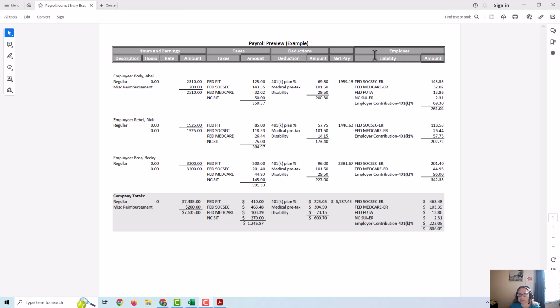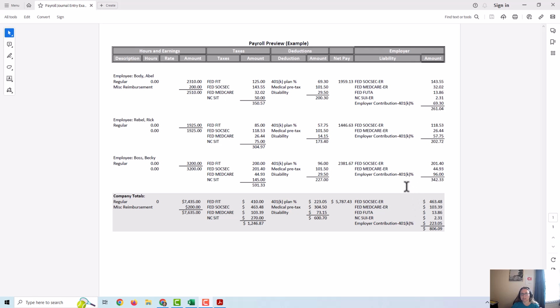And then over here on the right would be the employer section. This would be for the taxes the employer pays. They match the Social Security and Medicare taxes that the employee pays, and they also pay some unemployment taxes and contribute to the employees' 401k plans. So those are all over here, and then there's a section at the bottom for the totals. So we're going to look at how to put this into a journal entry.